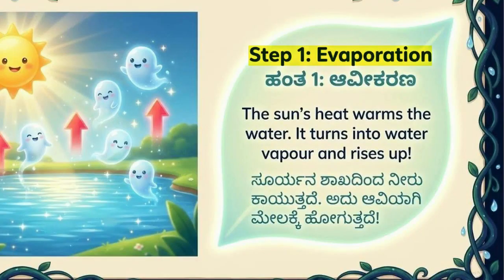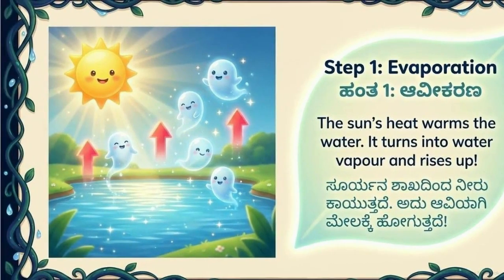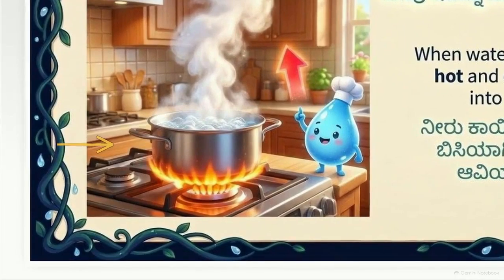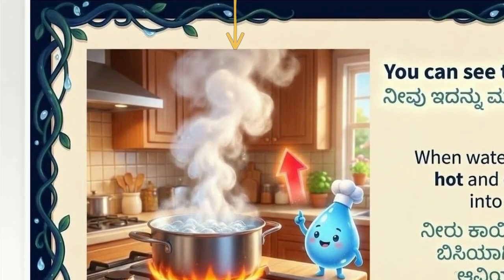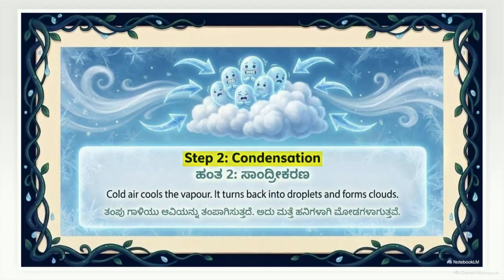This brings us to the first step of the water cycle, evaporation. The sun's heat warms the water in our lakes and rivers. This causes the liquid to turn into an invisible gas called water vapor, which rises upward into the sky. You can actually see a version of this happening in your own kitchen. When a pot of water boils on the stove, the heat causes the liquid to evaporate into steam and lift into the surrounding air.